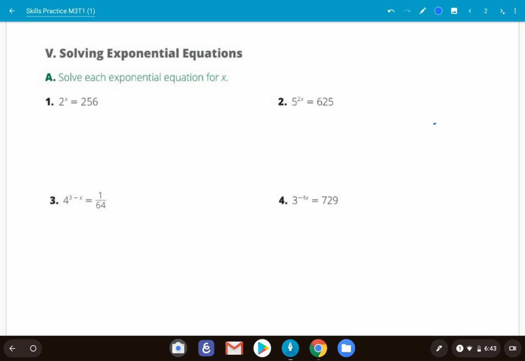Some exponential equations. What you want to do first is change so that the left and the right side of the equal sign have the same base. So in this case, we have a base of 2. On the right side, we need to change our 256 to have a base of 2. So 256, let's see, we need to change that to have a base of 2.